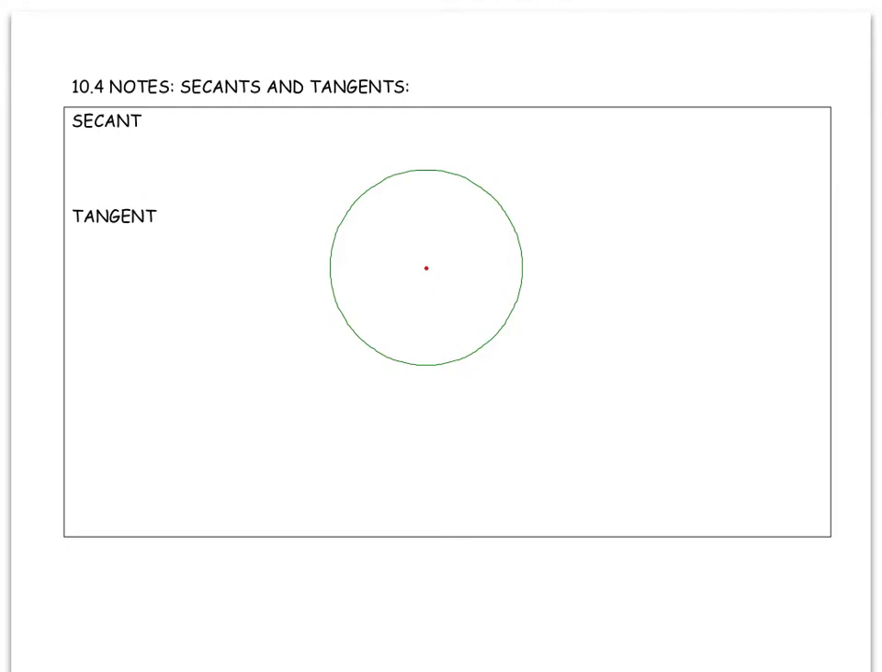Okay, so we have to do a bit of vocab to start here for 10.4. The first vocab word that we want to talk about is a secant. So a secant line is a line that intersects the circle in exactly two places. So this is a line.